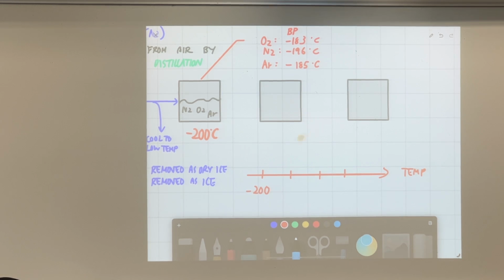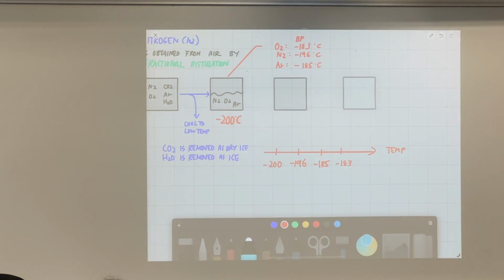Okay, let's try this. -196 comes right after -200, right? What is the next closest number? -185. Okay, and finally -183. So this is what we are doing now. Okay, and so can you put down -196?